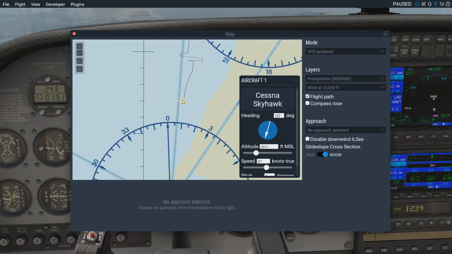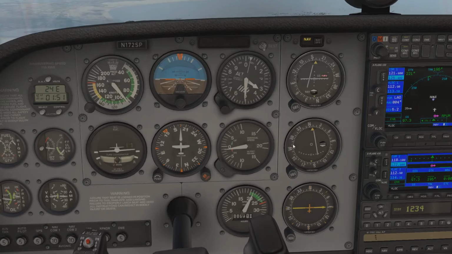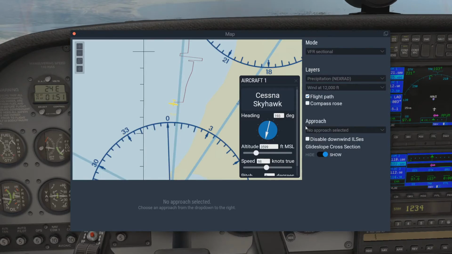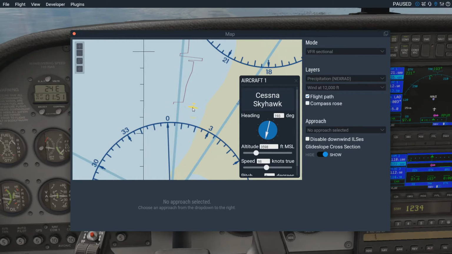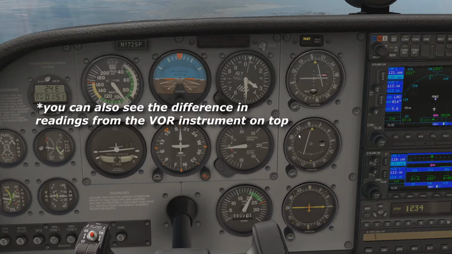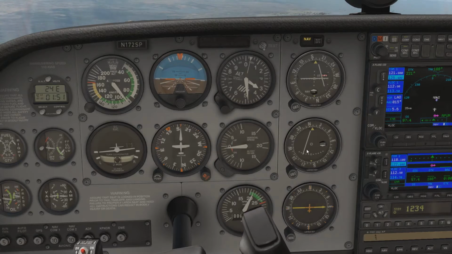If I move the aircraft to its right, suddenly the needle is off to the right as well. If I deflect it off to the left, the needle goes off to the left as well. And the natural instinct of a pilot would be to turn towards where this needle is pointing. So you'd turn left, but that would be a mistake because that will not center the needle.